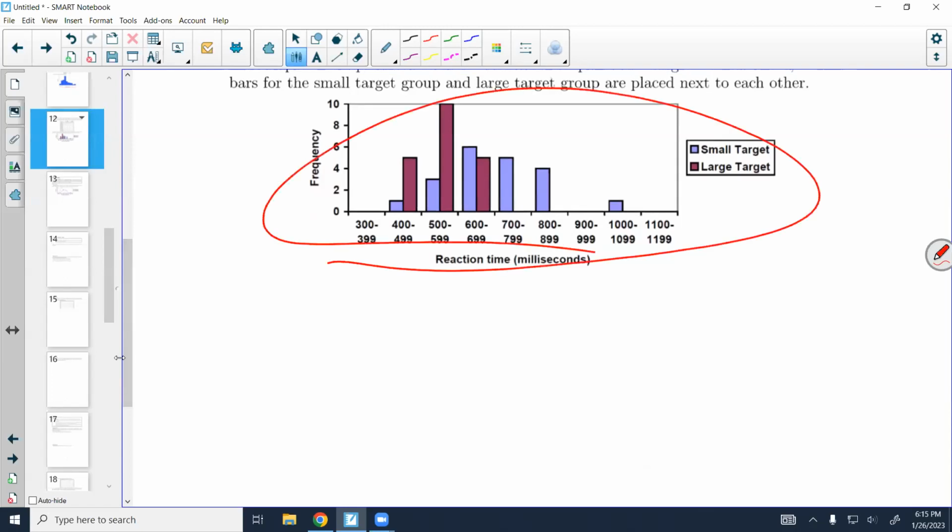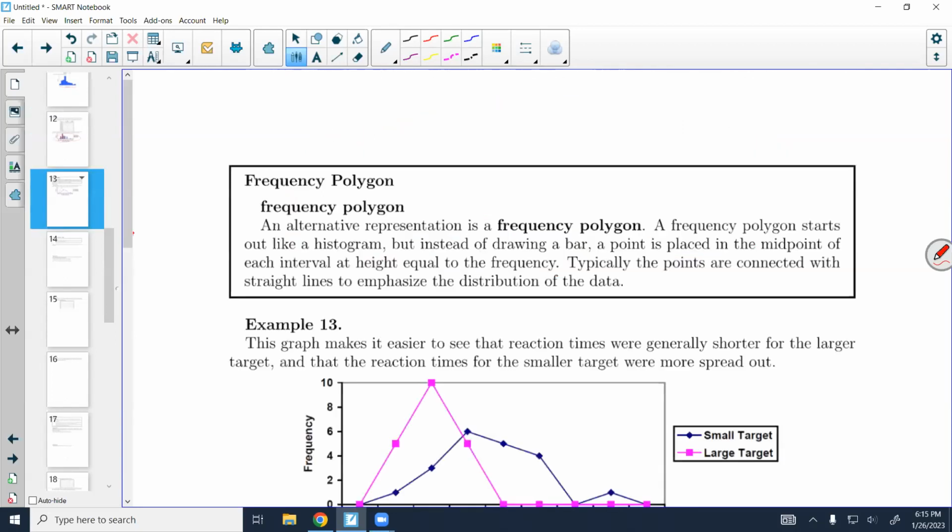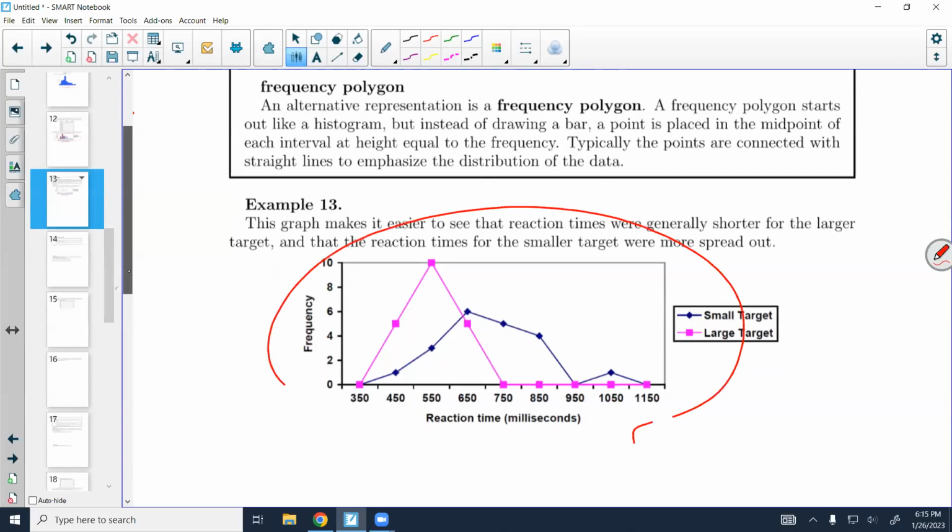So looking at this, it's kind of hard to really see anything. Looking at this, it makes a whole lot more sense. It's easier to see the comparison of the two, which is why we did both, to do the comparison. So any questions on the frequency polygon?